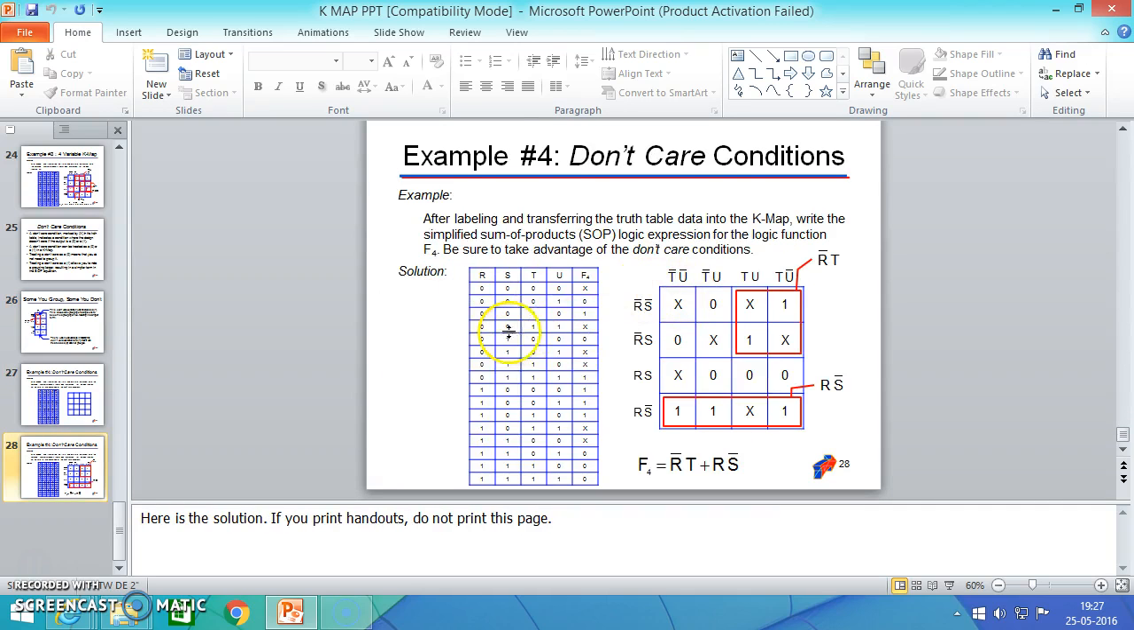Here is an example for don't care. These don't care entries are taken as 1, and we can make a quad here also, group of 4s, and we can reduce. So that is the advantage of the don't care conditions. Okay, so I think you have learned the basics of reducing K maps for 2, 3, and 4 variables. For more than these variables, it is actually not useful to use the Karnaugh map for reducing the analytical functions.